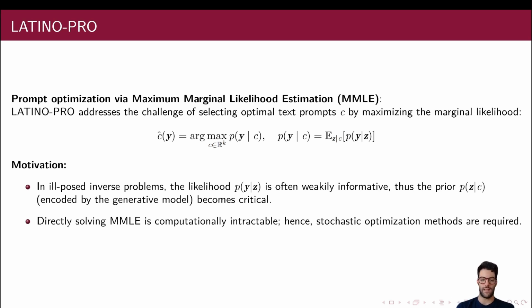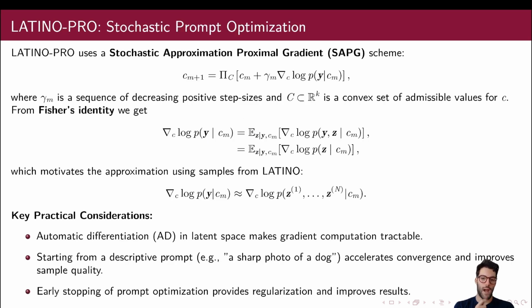And the motivation is that in a lot of problems, sometimes the likelihood is weakly informative. So we maybe want to get more information from what we can see, and we want the prompt to help us in retrieving this information. So the main thing is that we can actually write a stochastic approximation proximal gradient (SAPG) scheme that helps us in doing gradient ascent, basically, on the prompt.